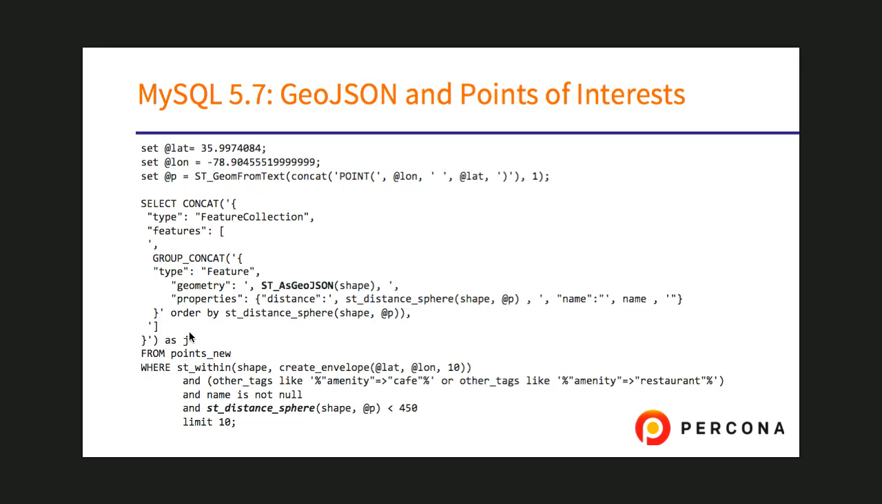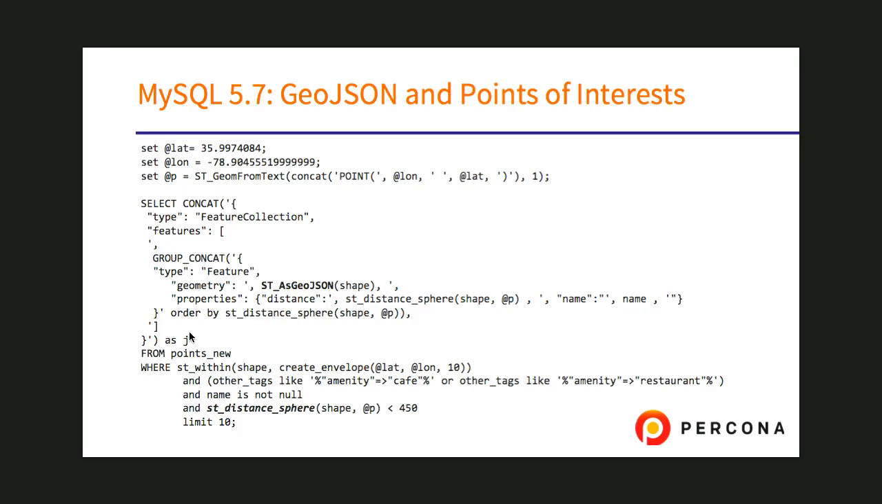All right, thank you. For the rest of the presentation, I will talk about how to actually build the application based on the OpenStreetMap data. In MySQL 5.7, there is a thing called GeoJSON. GeoJSON is a standard and pretty useful for things like displaying data on Google Maps.